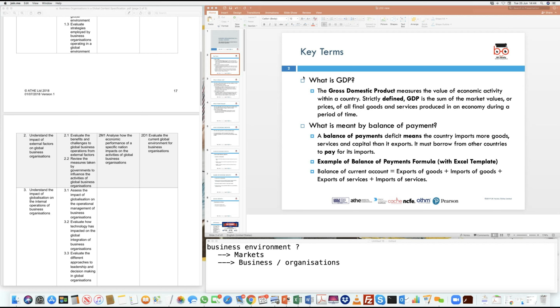So when we look at balance of payment, it means a country imports more goods and services than the exports it does. So it basically means you are borrowing more than you are earning. The difference between import and export is nothing but balance of trade. Okay, so these are terms that you have to understand. These are economic definitions which you have to understand.